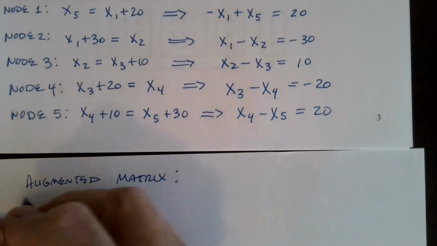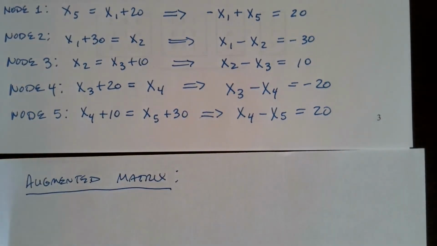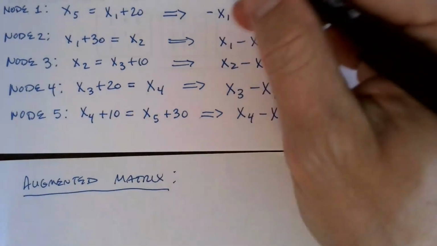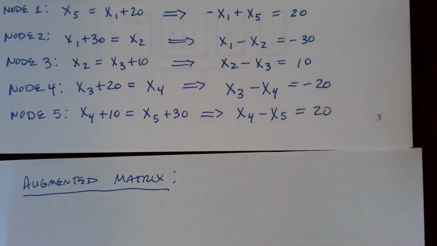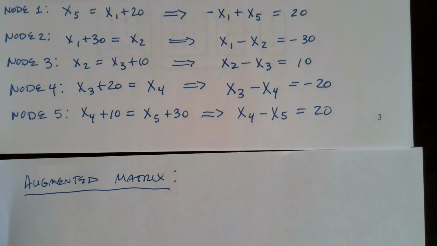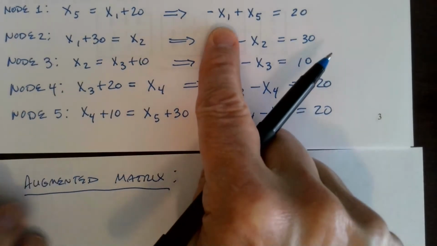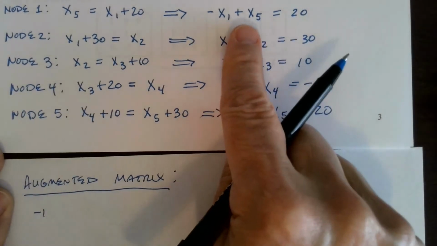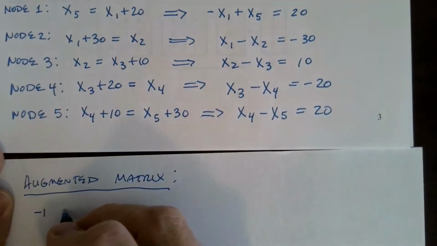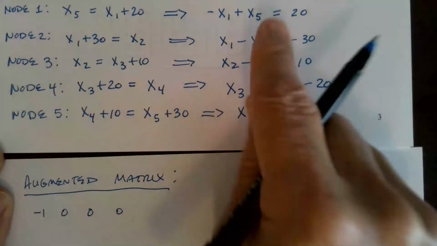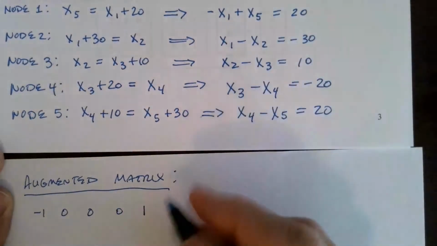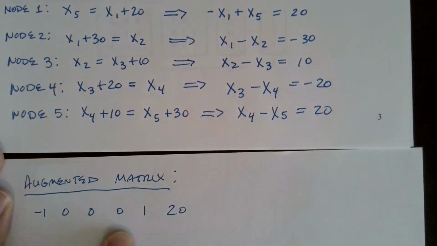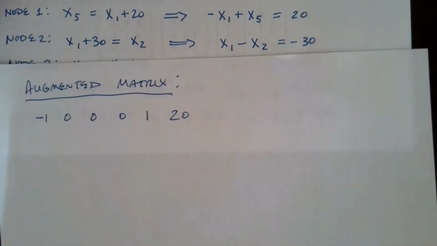Now, what happens a lot of times with these types of network systems, because only certain flow rates are connected to particular nodes, is you get what we call a sparse matrix. There's going to be a lot of zeros in it. In fact, the first equation, what's it look like? The coefficient of x of 1 is negative 1, so I'm going to start with negative 1 there. And then x of 2, x of 3, x of 4 all have zeros. X of 5 has a 1, equals 20. There's my first row, and you see a lot of zeros in that.